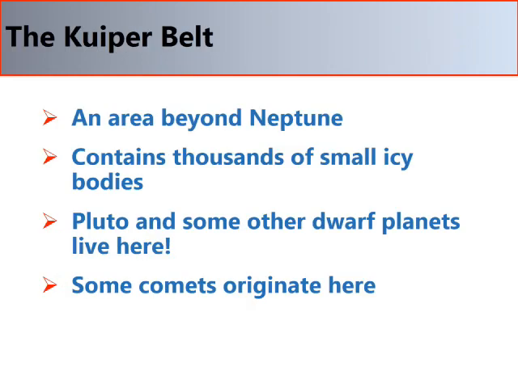So now let's learn about the Kuiper belt. This is the area that's beyond Neptune in the far reaches of the solar system. It contains thousands of small icy bodies, because remember, this is very far away from the sun, so that's why everything is very icy. The Kuiper belt is where you'll find Pluto and some of the other dwarf planets, and also some objects called comets.